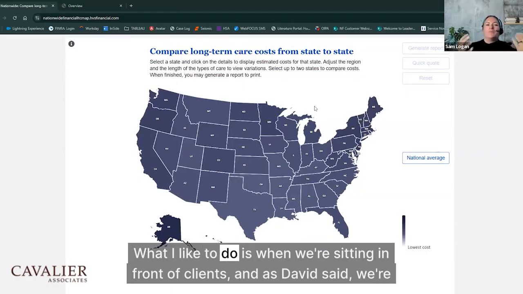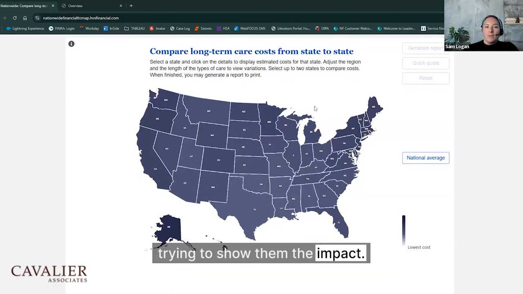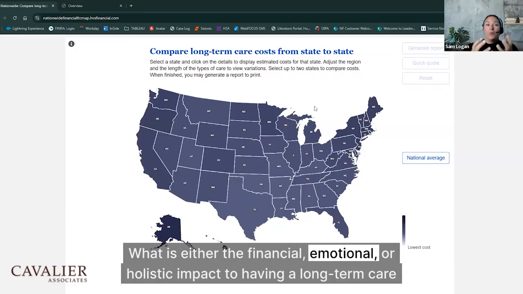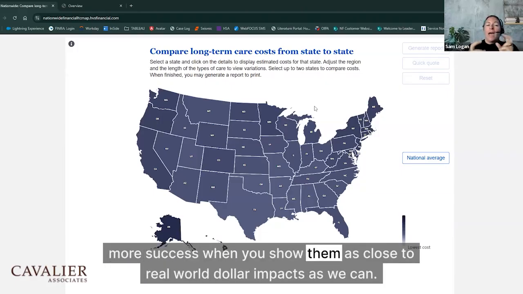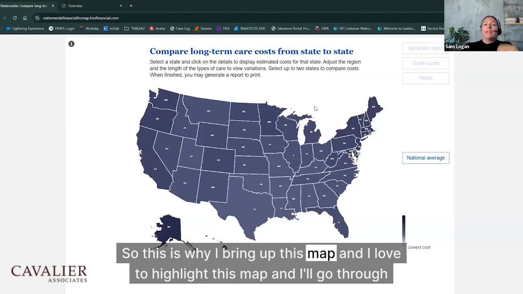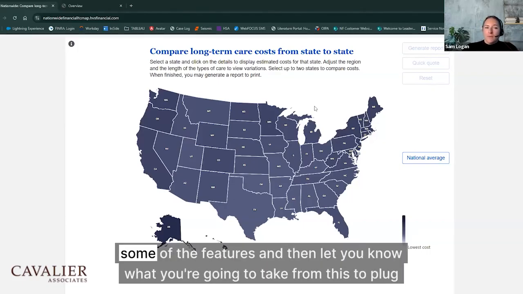What I like to do is, when we're sitting in front of clients, and as David said, we're trying to show them the impact. What is either the financial, emotional, or holistic impact of having a long-term care event? When we are building out this event in the client's portfolio, I have found there is more success when you show them as close to real world dollar impacts as we can. So this is why I bring up this map, and I love to highlight it. I'll go through some of the features and then let you know what you're going to take from this to plug into eMoney.